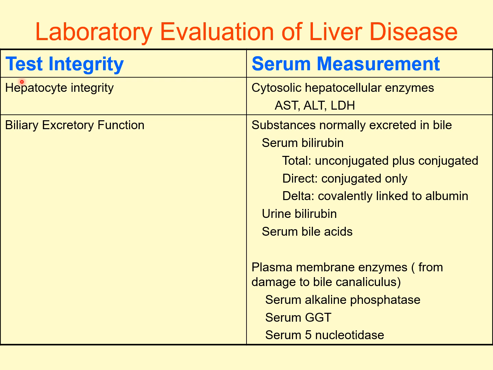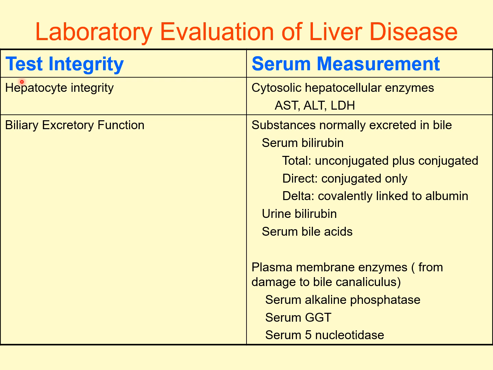Then alkaline phosphatase. This is a plasma membrane enzyme, and it rises because of damage to the bile canaliculi. So when there is obstructive type of jaundice, there will be destruction of the bile canaliculi, and because of this these enzymes will be increased. So serum alkaline phosphatase will be increased in obstructive jaundice and certain hepatocellular jaundice also. Okay.